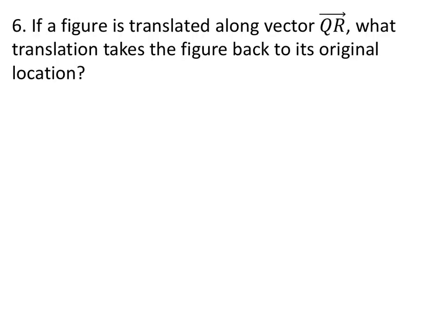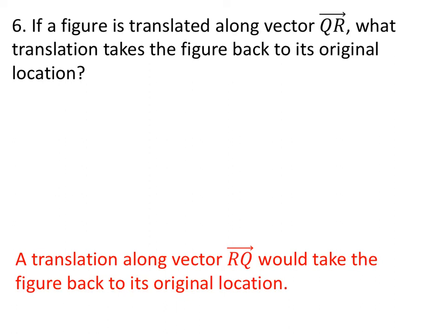All right, so this one just does not have a diagram to look at. If a figure is translated along vector QR, what translation takes the figure back to its original location? RQ would. So if we translated it along QR, we would reverse it to make it RQ.